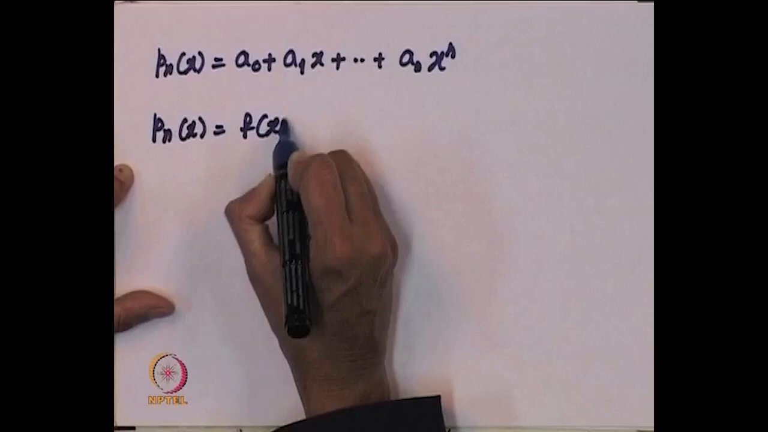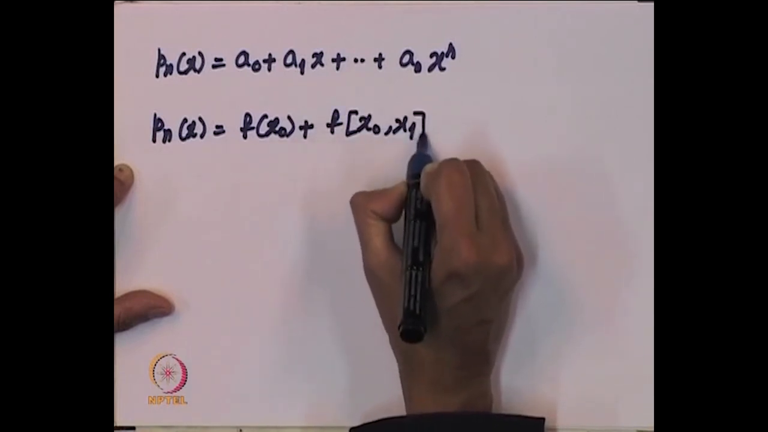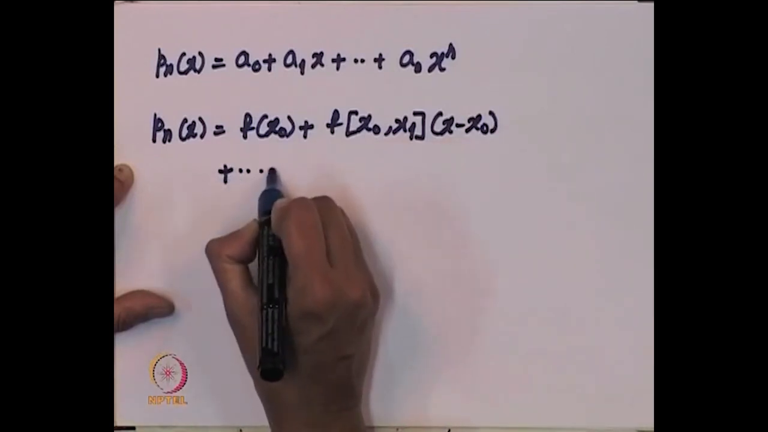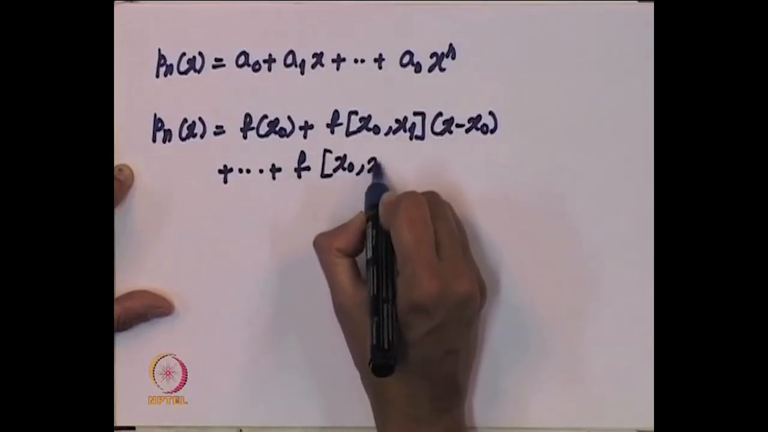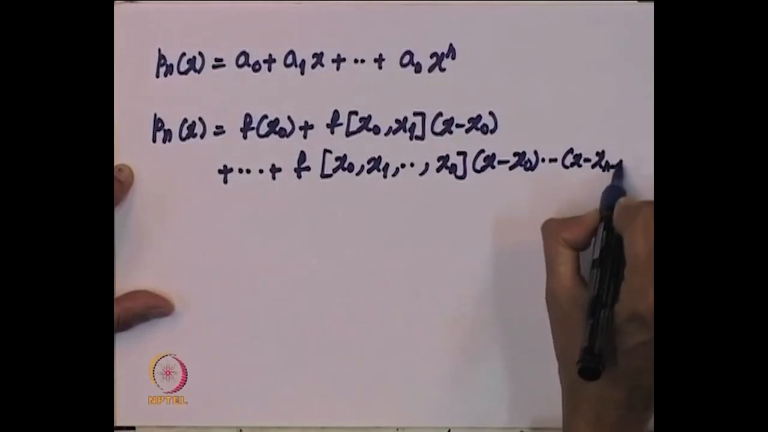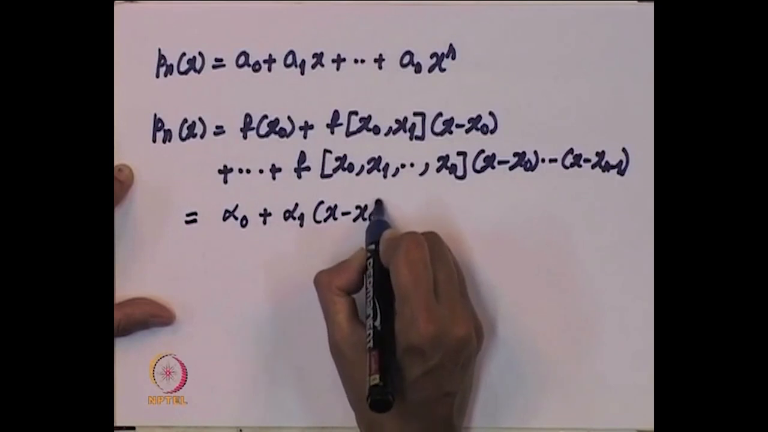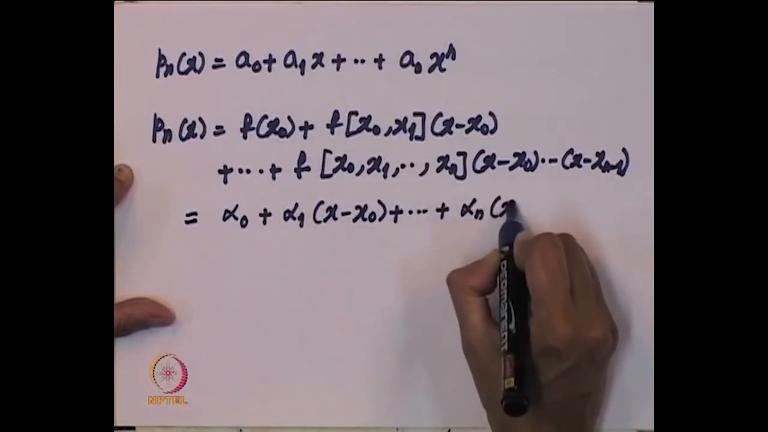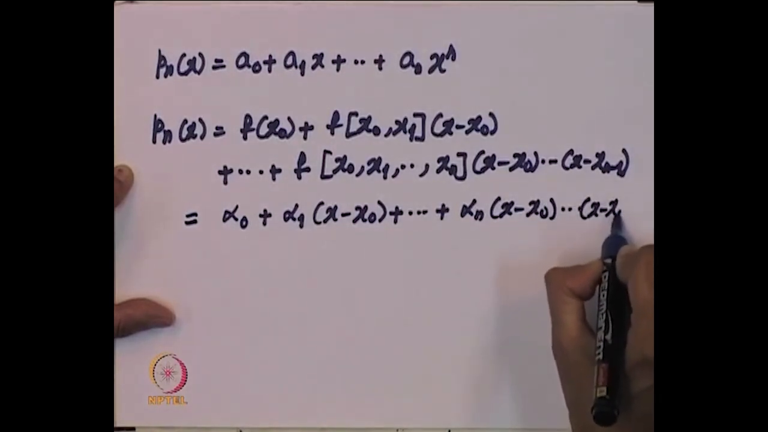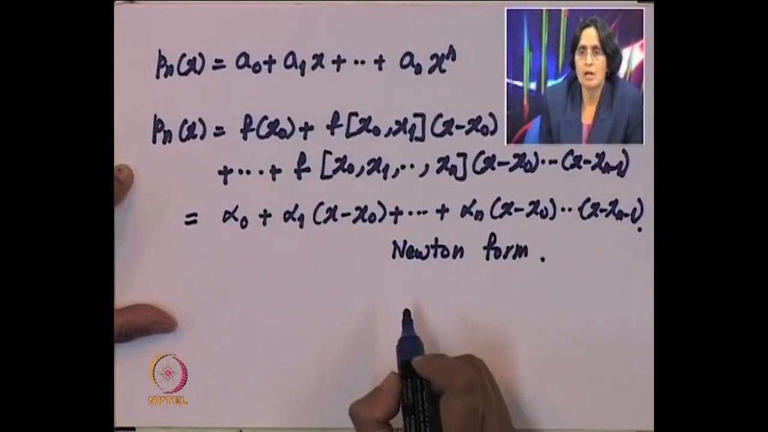Now, we have got another form. So, you have P n x is equal to a 0 plus a 1 x plus a n x raise to n, and then we have P n x is equal to f x 0 plus f of x 0, x 1 into x minus x 0 plus f of x 0, x 1, x n, x minus x 0, x minus x n minus 1. So, it is of the form alpha 0 plus alpha 1 into x minus x 0 plus alpha n into x minus x 0, x minus x n minus 1. So, this is known as Newton form. This is the power form.